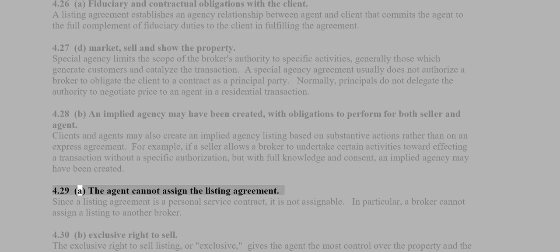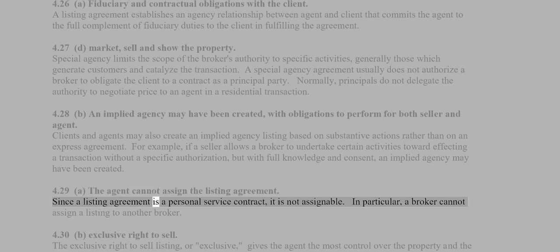4.29 a. The agent cannot assign the listing agreement. Since a listing agreement is a personal service contract, it is not assignable. In particular, a broker cannot assign a listing to another broker.